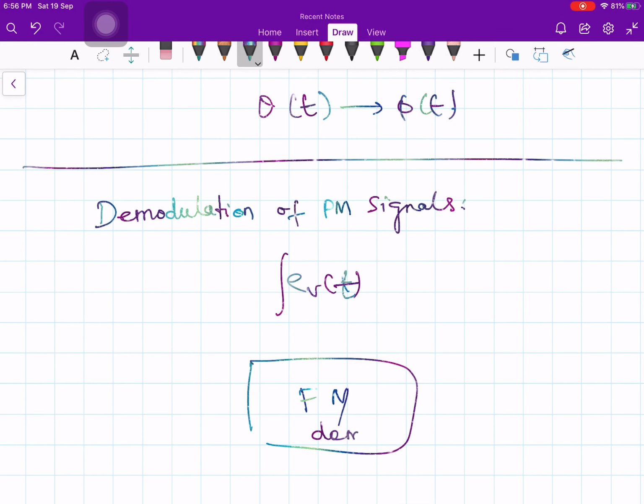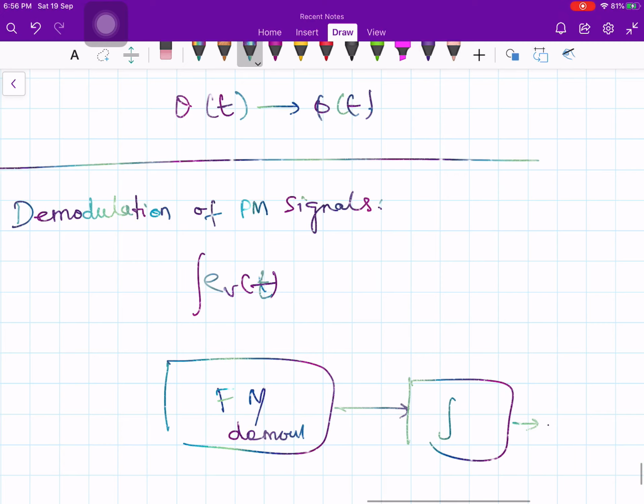Either you use a phase locked loop or whatever it is, you give it to the integrator, then that will be your m(t). So this is my received signal x_r(t). So it's a standard result. The same circuit, same setup, same argument, we can use it for demodulating the phase modulated signal.